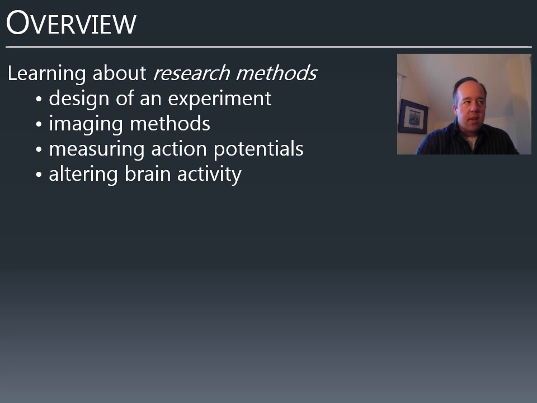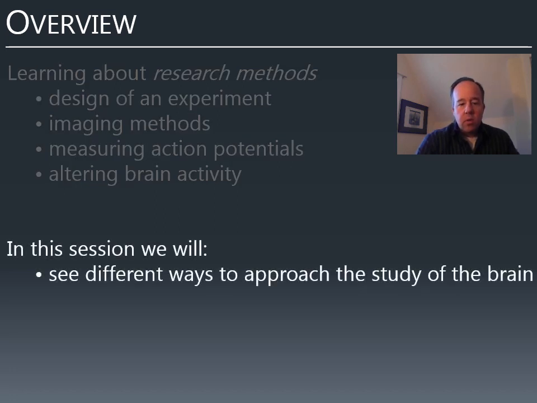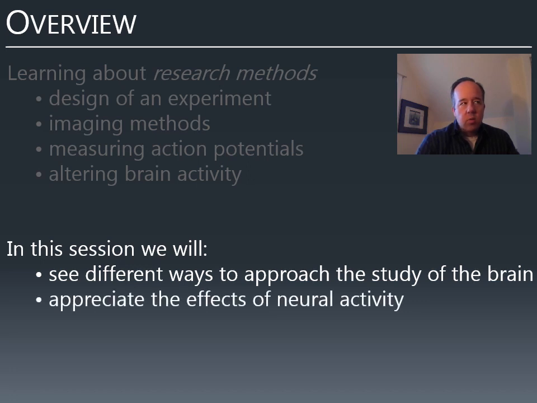And then we'll see that in terms of brain activity, we can measure it, but we also have some relatively new ways of modifying it, of activating part of the brain or shutting part of the brain down and seeing what happens. So what we'll do is see that there are different ways to approach this question. What is the brain doing? How is the brain built? And again, we'll talk about two broad categories of experiment here very soon. And we'll see the effects of neural activity.